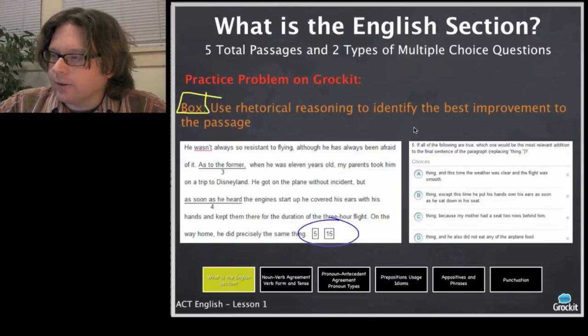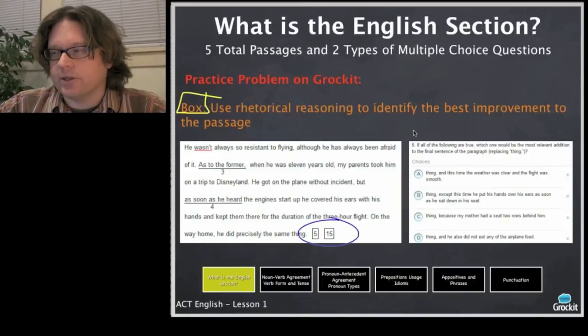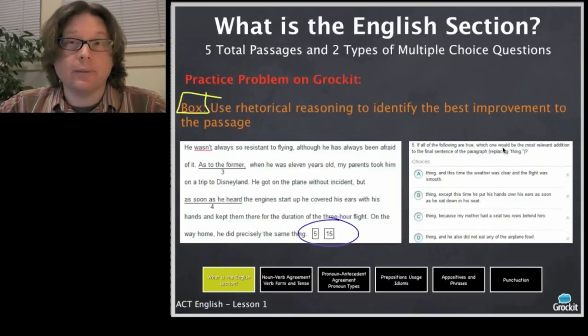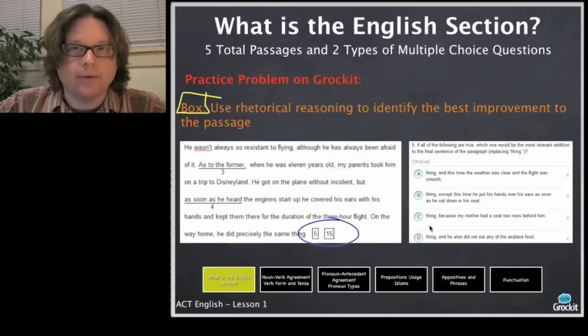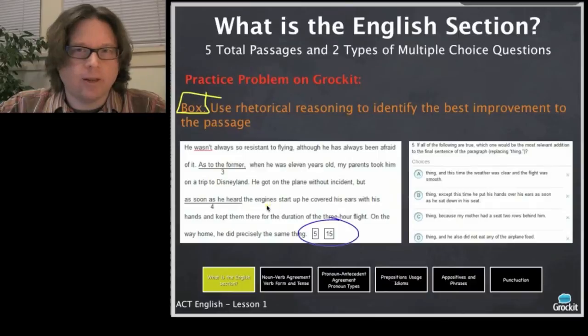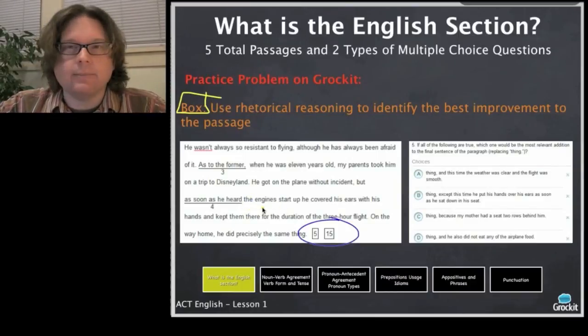If all of the following are true, which one would be the most relevant addition to the final sentence of the paragraph? We're replacing the period with a comma. Every one of these starts with a comma. So, just to remind us, on the way home he did precisely the same thing. What thing did he do? He covered his ears as soon as the engine started, because he didn't like flying. And then he kept his hands on his ears for 3 hours straight. And on the way home he did precisely the same thing. So we need to continue the thought that he demonstrates a fear of flying.